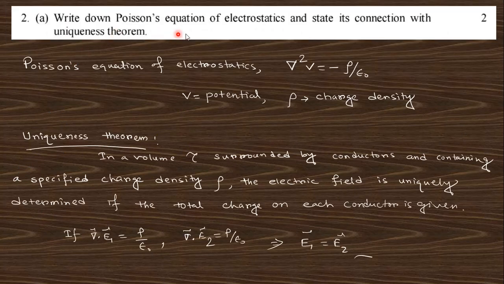Question 2a, which says: write down Poisson's equation of electrostatics and state the connection with the uniqueness theorem.